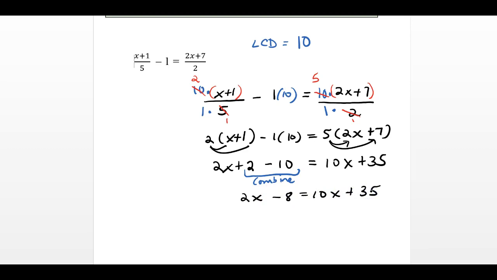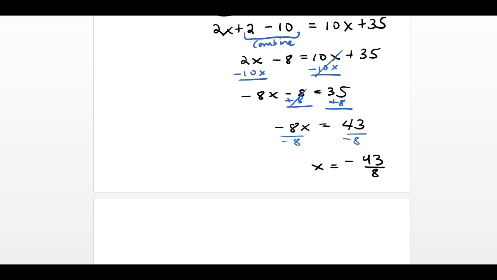So from here, pause the video, solve the rest of the equation, and then play to make sure your answer is correct. Your final answer should be x equals negative 43/8. If you did not get that correct answer, pause the video again or rewind, take a look at the following steps.